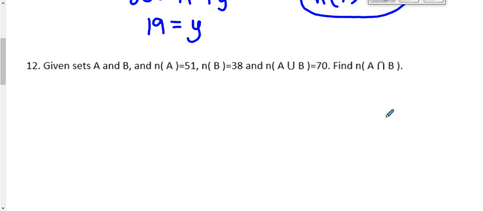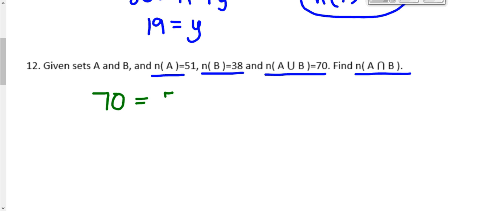Looking at number 12, it says given sets A and B, the number in A is 51, the number in B is 38, and the number in A union B is 70, find the number in A intersection B. Well, we know the total, so the union goes first. Then our equation is you add up the sets, 51 plus 38, and then subtract out the intersection. In this case, I'm just going to use x.